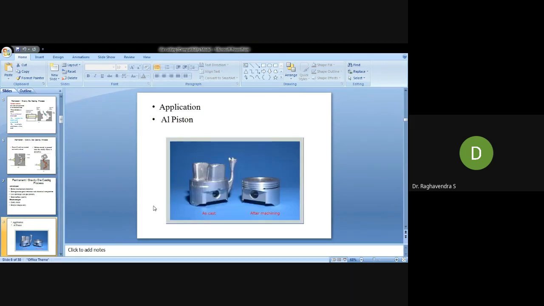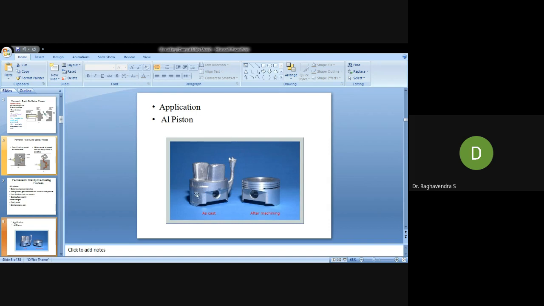Next, see this. This is a piston. This is how you get it after molding, with all this pattern. What they will do is trim it off. They'll cut this portion, trim it off here, for a good surface finish. See, after machining how it looks, this is the piston cap. Can you see this? Yes, sir. This is the first output.